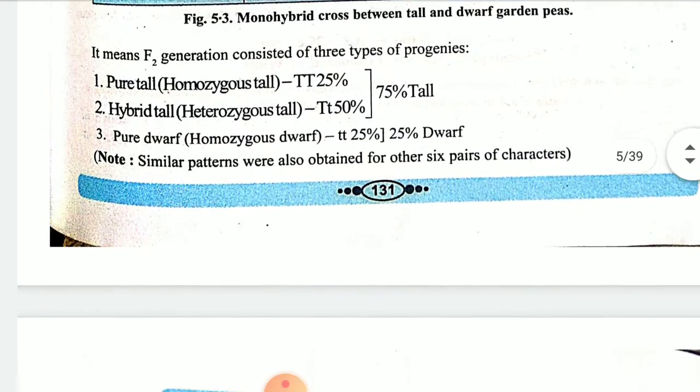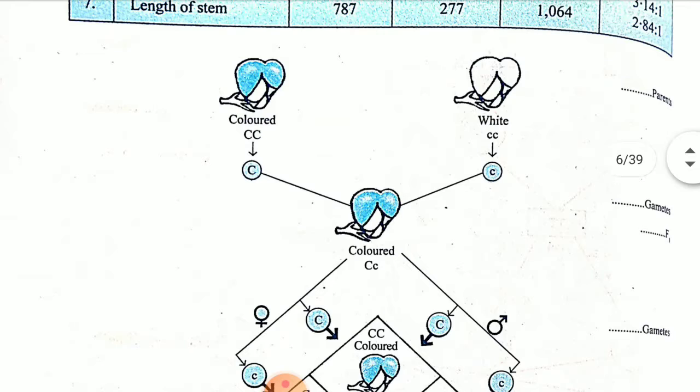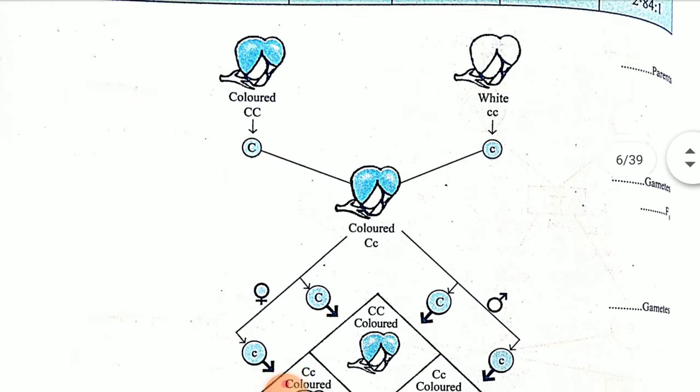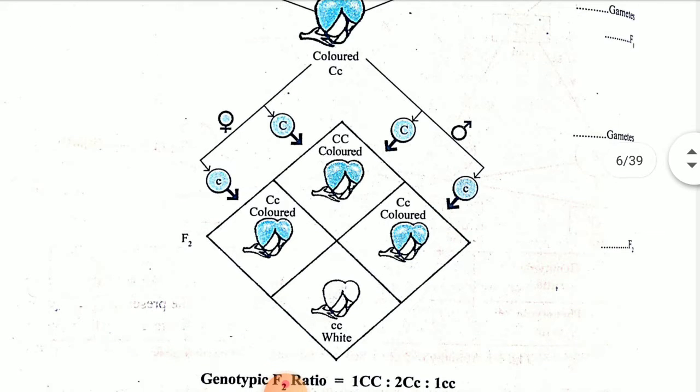One more example of a monohybrid cross is given in your textbook, about the colored flower and the white flower. Colored flower is capital C, and white flower is small c. When they are crossed, all the F1 generation will be capital C small c, which represents the colored flower. Then the same phenomenon is repeated. The offspring in the F1 generation undergo self pollination, capital C small c crossed with capital C small c.